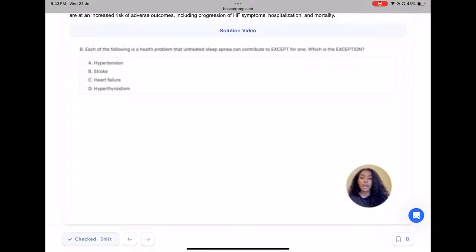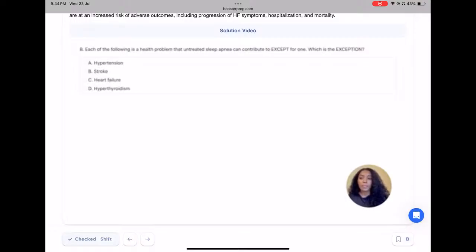This can lead to intermittent hypoxemia and sleep fragmentation, and can actually contribute to cardiovascular disorders such as hypertension, heart failure, coronary artery disease, pulmonary hypertension, atrial fibrillation, and stroke. So looking at our options, we are looking for something that sleep apnea would not contribute to.